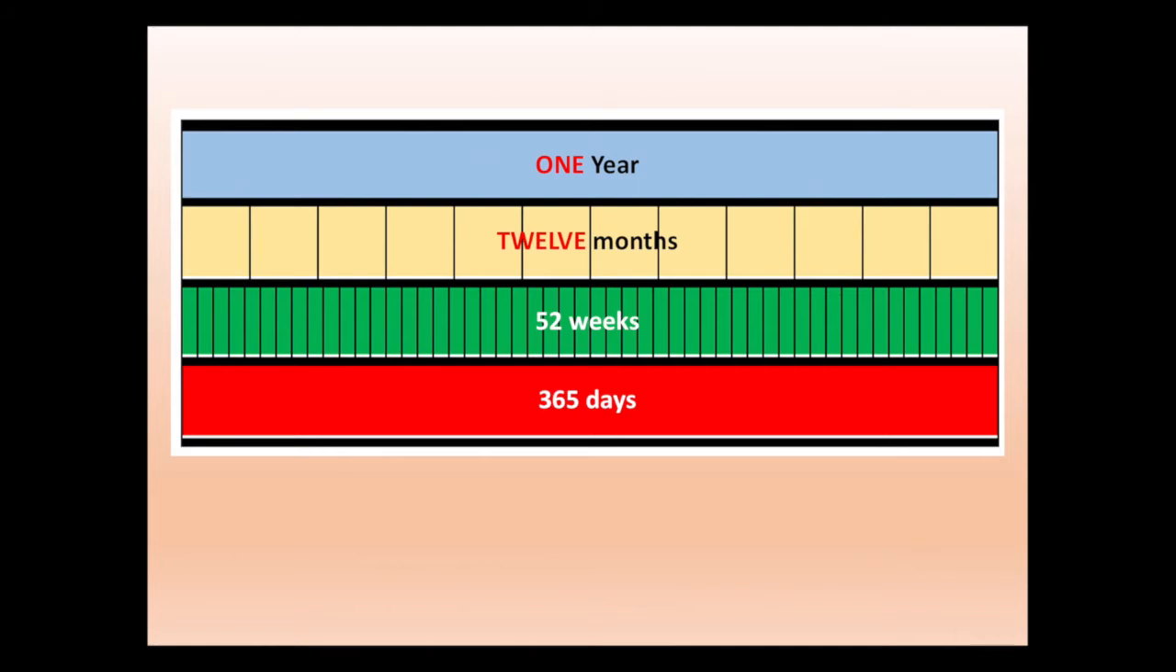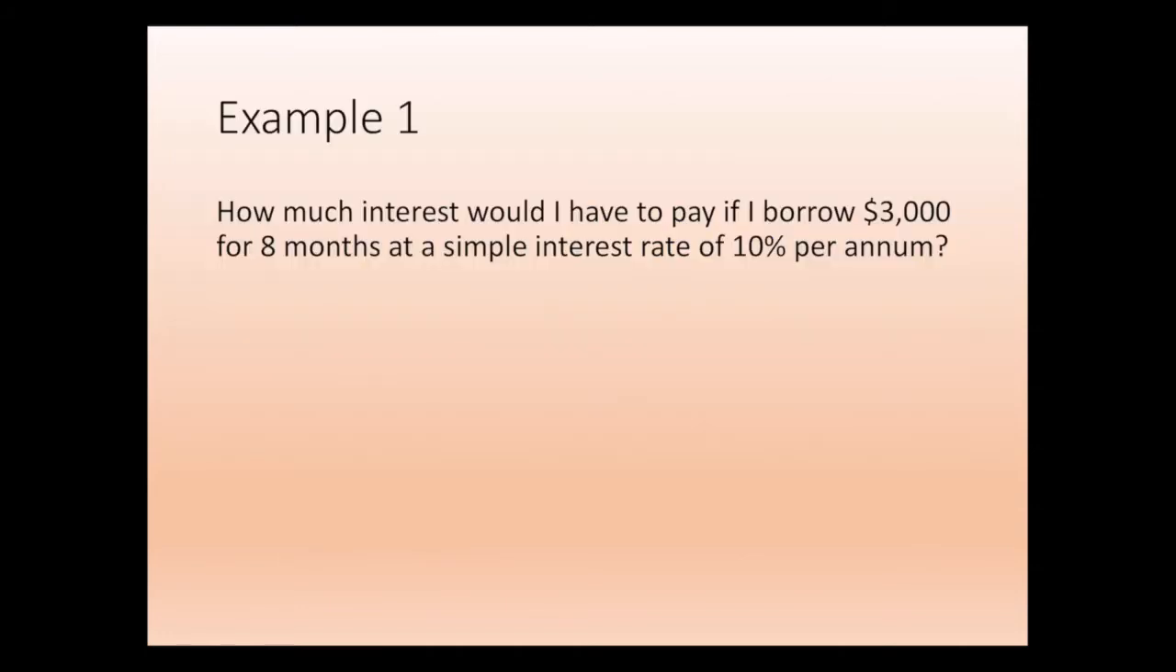So we should remember 1 year is equal to 12 months, equal to 52 weeks, and equal to 365 days. You must remember that we are actually using 365 days unless it is specifically said that it's a leap year. If not, we just assume that a year is 365 days. All right, let's have a look at some examples.